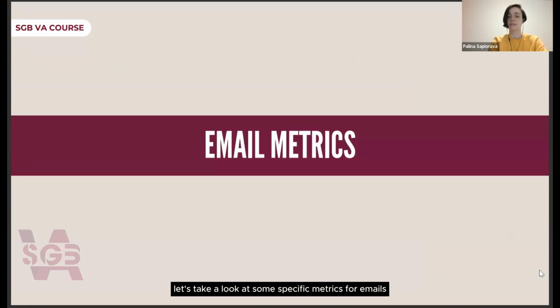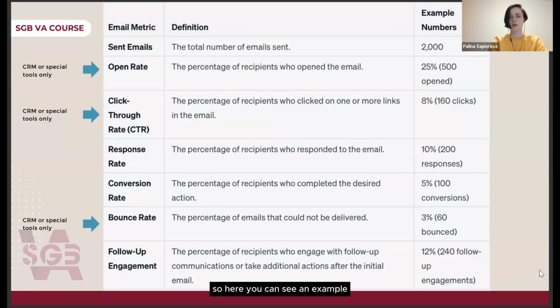Let's take a look at some specific metrics for emails. So here you can see an example. Of course, one of the first metrics possible is the amount of emails sent. So how many emails you have sent in a week, in a month, or in any other period of time. Then you can also find or use such metrics as open rate or click-through rate. The thing is that it's impossible to count these metrics if you don't have any special tools. So if you send, for example, emails without any additional tools, you won't get this information.